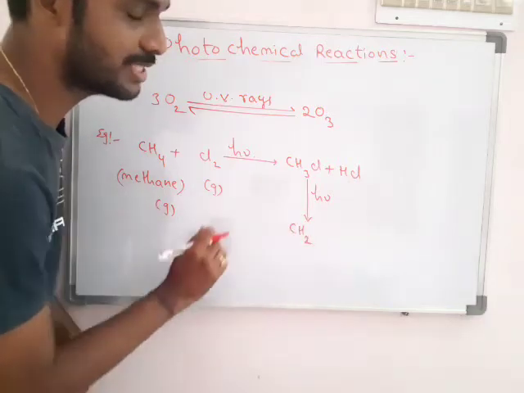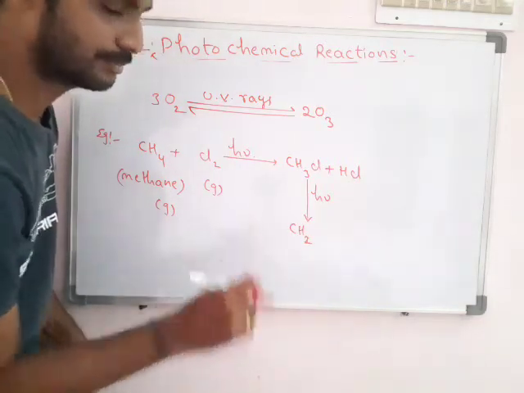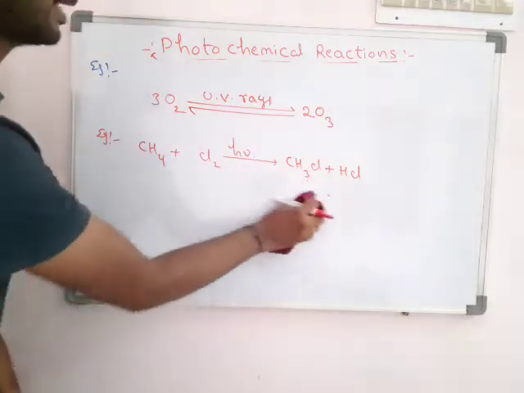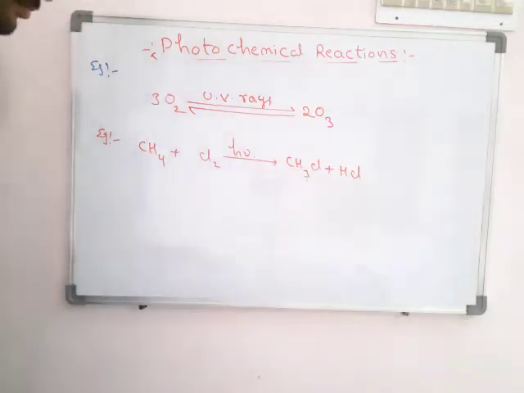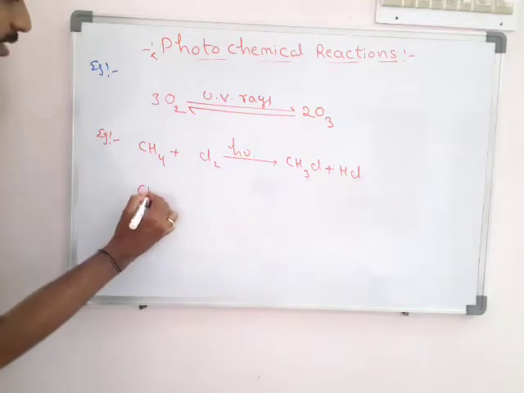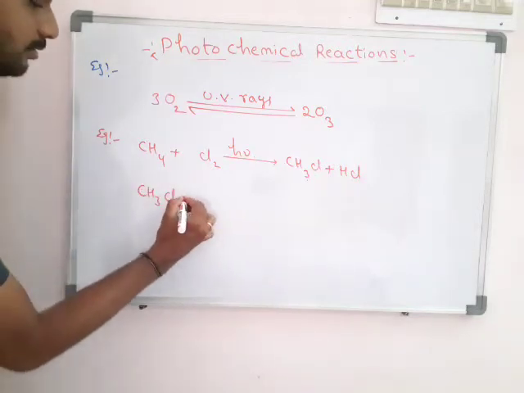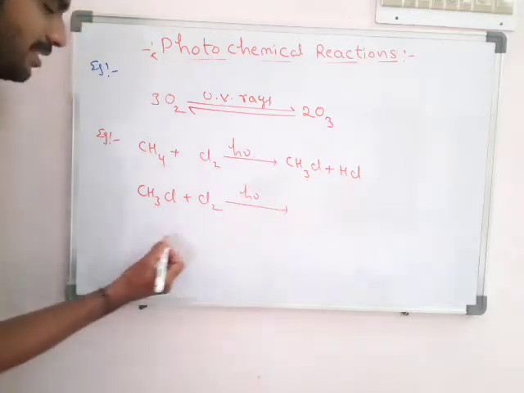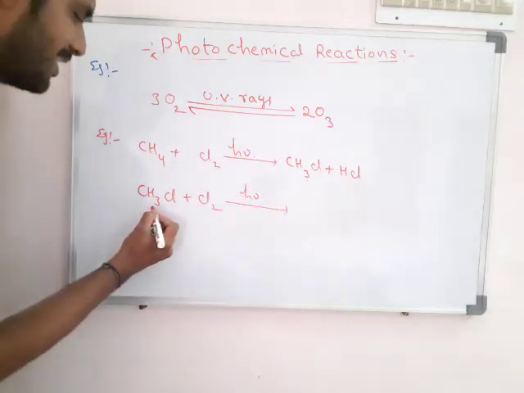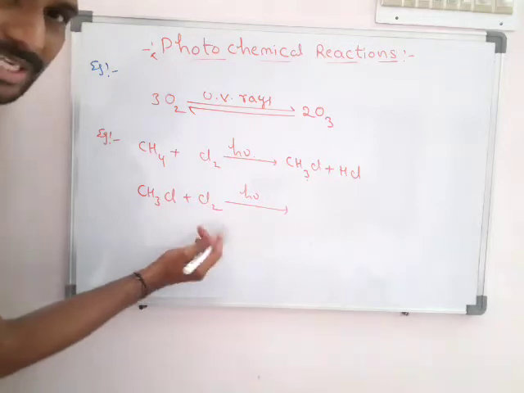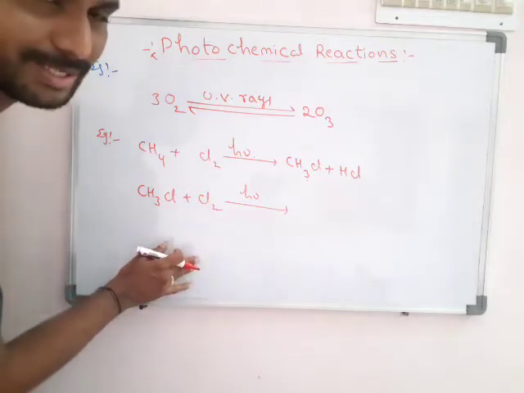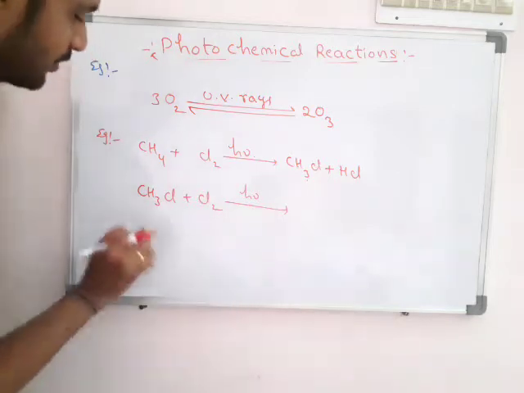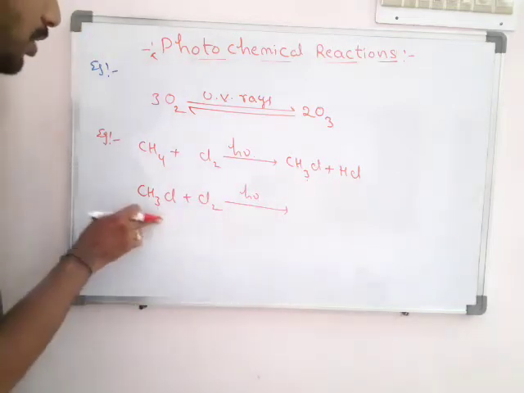One more hydrogen is... so I will write it separately. That CH3Cl again reacts with chlorine in the presence of sunlight. Again one more hydrogen is replaced by chlorine. Replaced means, we already know the replacement reaction: one atom is replaced by another atom. Here hydrogen is replaced by chlorine.